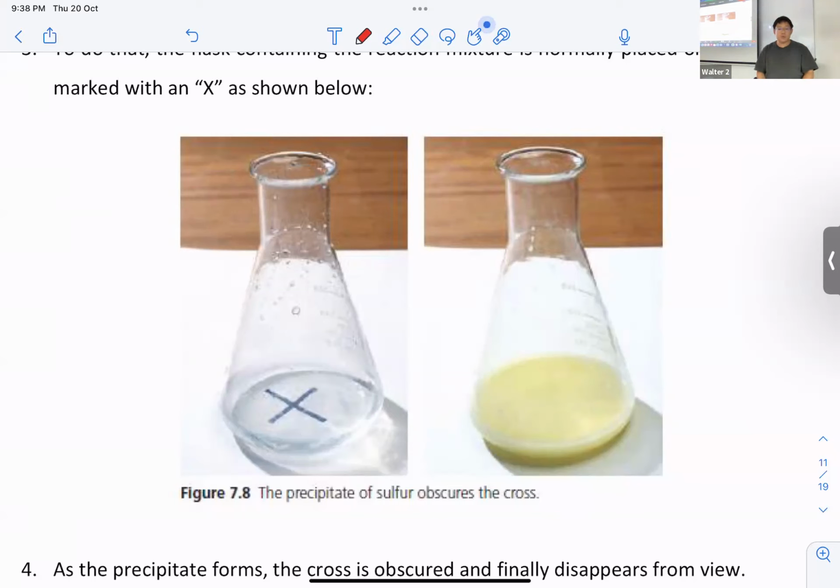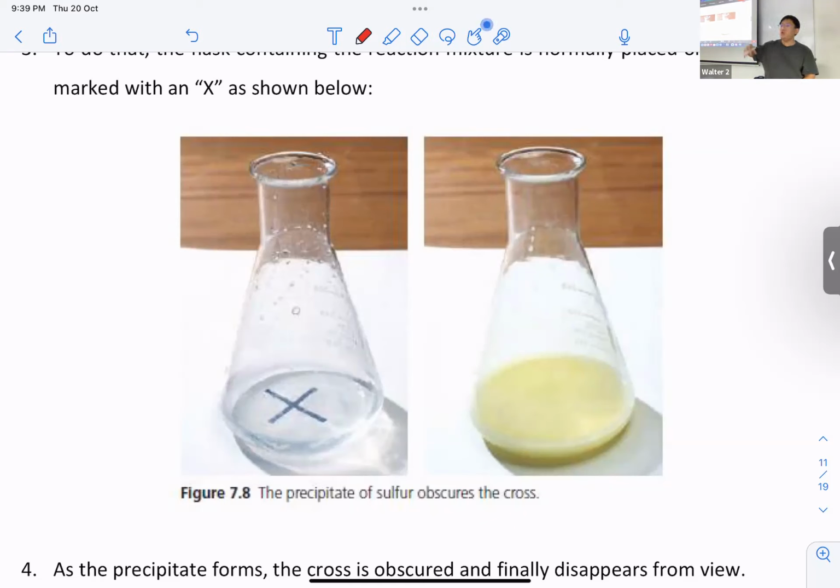You understand? So again, put the X on the paper, take the sodium thiosulfate solution, pour on top of the X, add the acid inside, press start on the stopwatch until the yellow precipitate covers the X. Then you stop the stopwatch, record the time taken for the X to disappear. All right, that's how we do the experiment.